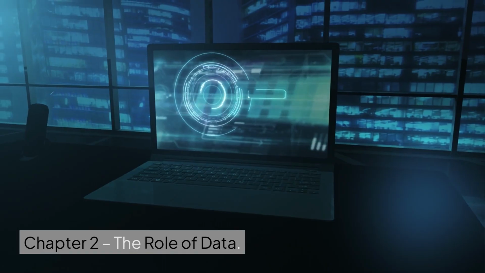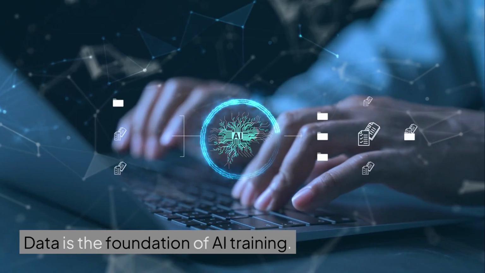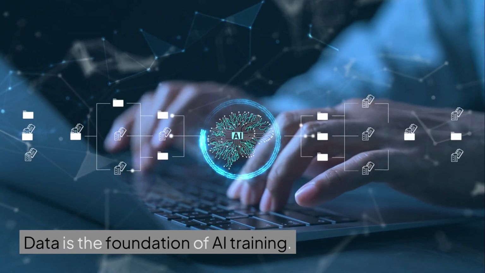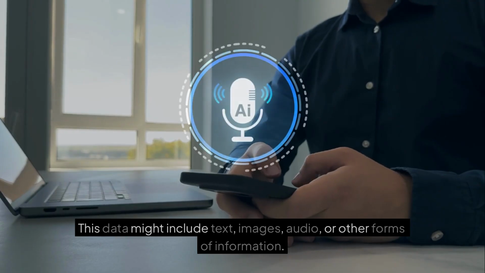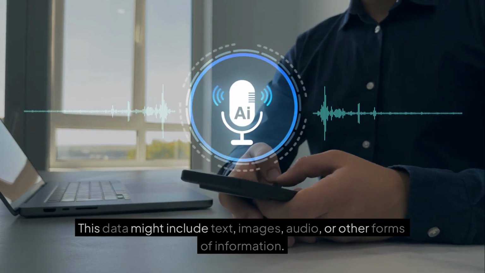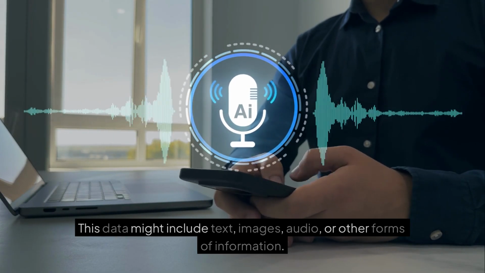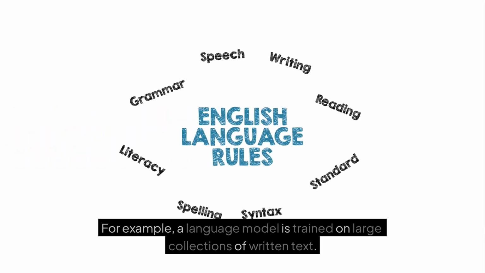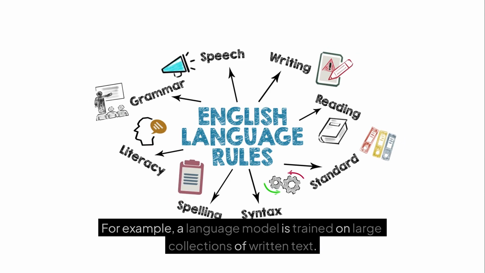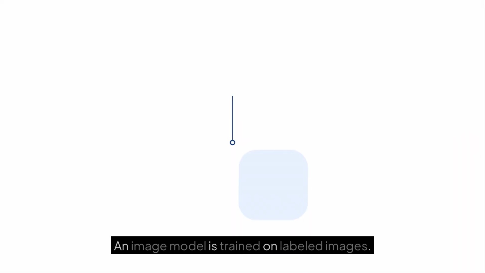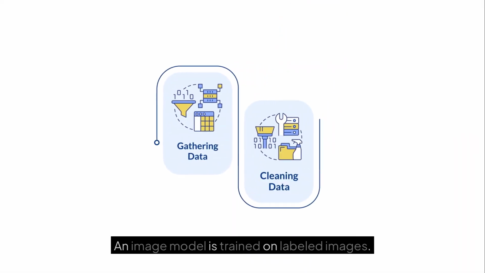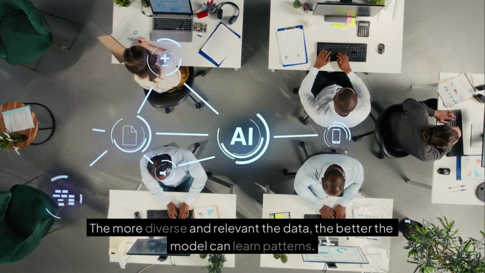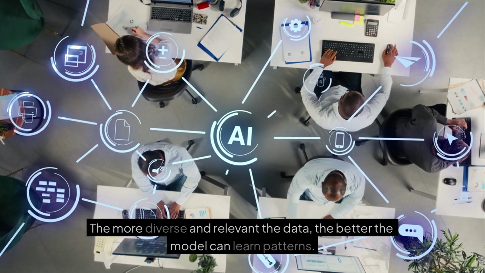Chapter 2: The role of data. Data is the foundation of AI training. This data might include text, images, audio, or other forms of information. For example, a language model is trained on large collections of written text. An image model is trained on labeled images. The more diverse and relevant the data, the better the model can learn patterns.